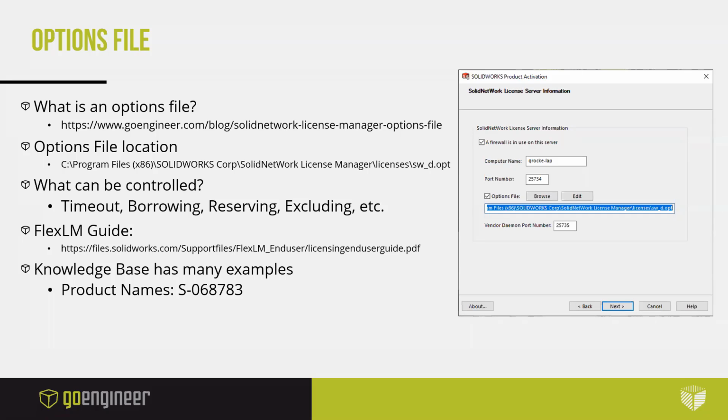There's so many, but some of the most common are timeout. When does the license time out? Like I mentioned earlier, borrowing. If you have 10 licenses, you may not want more than 2 or 3 or whatever to be borrowed at any given time, or you may just want certain users not to be able to borrow licenses, so you can restrict that kind of stuff.